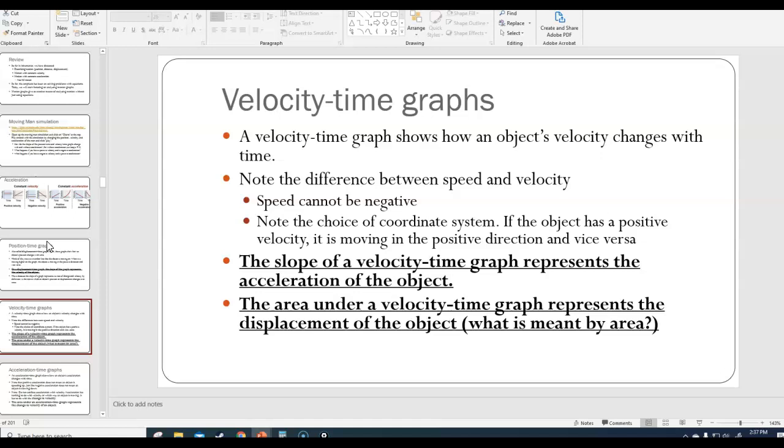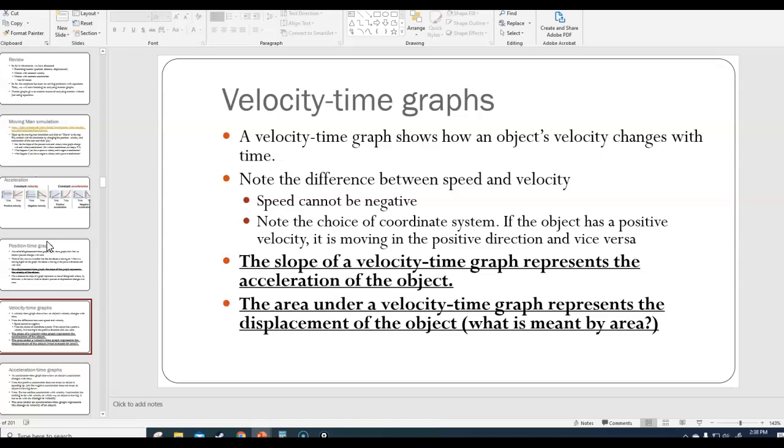For example, if I'm in a car going 50 miles per hour north, then the 50 miles per hour, that's my speed. And the north is my direction. And so the whole thing together would be my velocity. Also, make sure you understand what coordinate system you're working with. If an object has a positive velocity, it's moving in the positive direction. Okay, if it has a negative velocity, it's moving in the negative direction. If the velocity becomes 0, that means the object is not moving at that point.